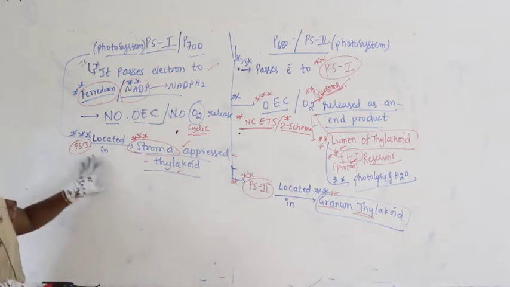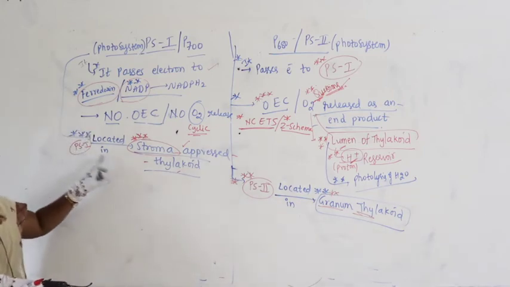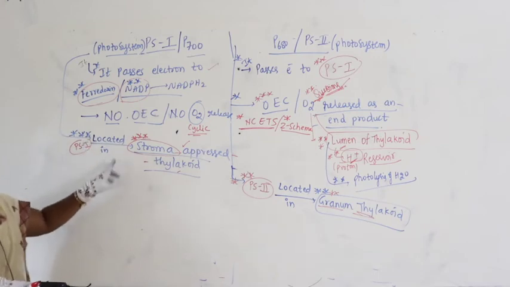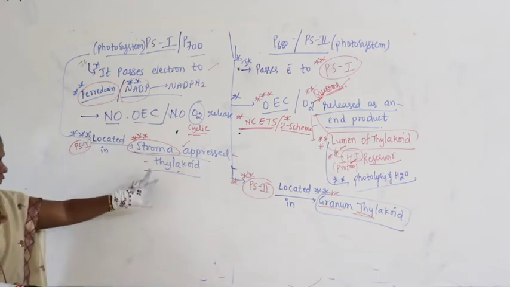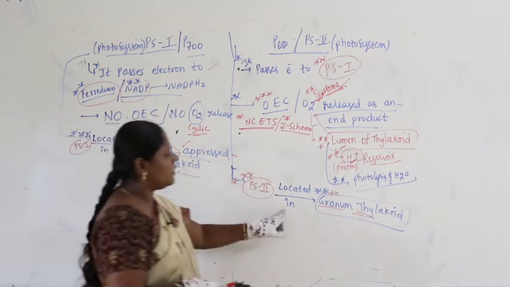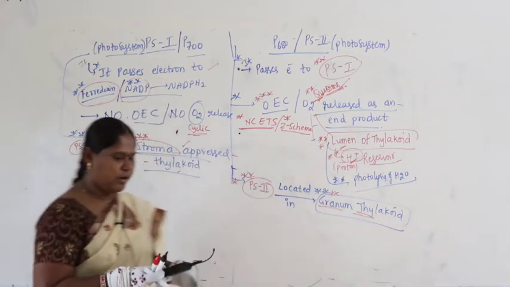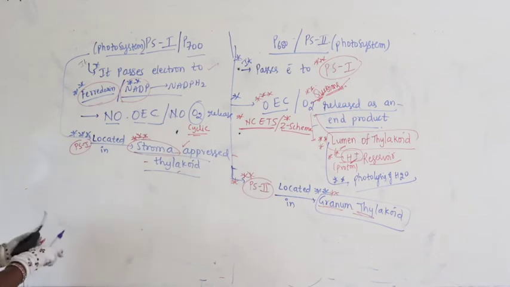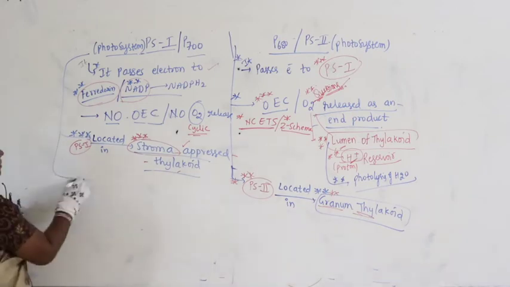So this point is very important: where PS1 is located. PS1 is located in stroma appressed thylakoid. I'll let you know what is appressed and non-appressed. Whereas PS2 is located in granum thylakoid. Now apart from this, let us make another very important point.